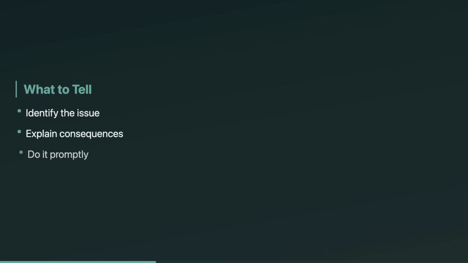Your required message has two parts. First, tell the client what the issue is: the non-compliance, error, or omission. Second, tell them the consequences. That means potential tax due, interest, penalties, or exposure if it's not corrected. You're not required to use scary language, but you do need to be clear enough that the client understands the risk of doing nothing.